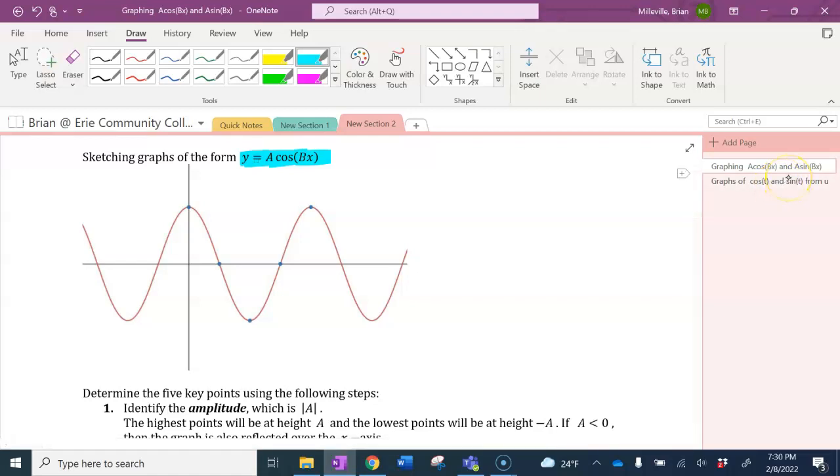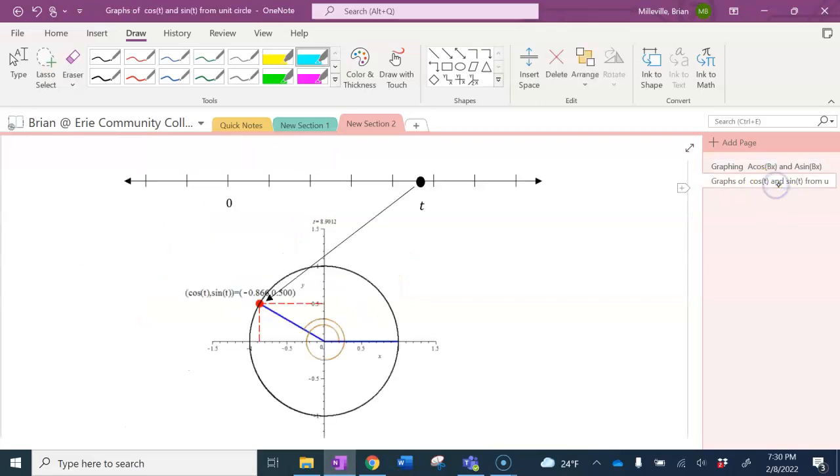Quick reminder of how we derived the graphs of sine and cosine. We look at a value for t on the number line, positive or negative number, that corresponds to a certain angle, either drawn in radians, counterclockwise if it's positive, or clockwise if it's negative. The terminal side of that angle intersects the unit circle. The x component of that point of intersection is the value of cosine of that angle. The y component is the output value of sine of that angle.